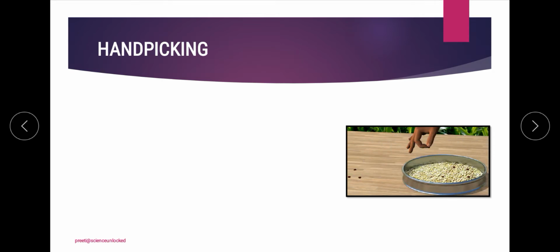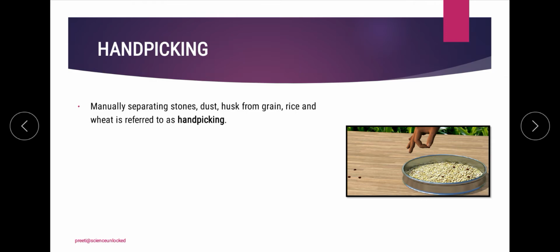The first one is handpicking, where the major aspect to keep in mind is the difference in the appearance of the impurity and the desired component. For example, separating stones and husk from the different grains we use in our houses. As you can see in this picture, the impurity has to be bigger in size so that it is easily visible to the naked eye, and it has to have a contrasting appearance from the component that we require.